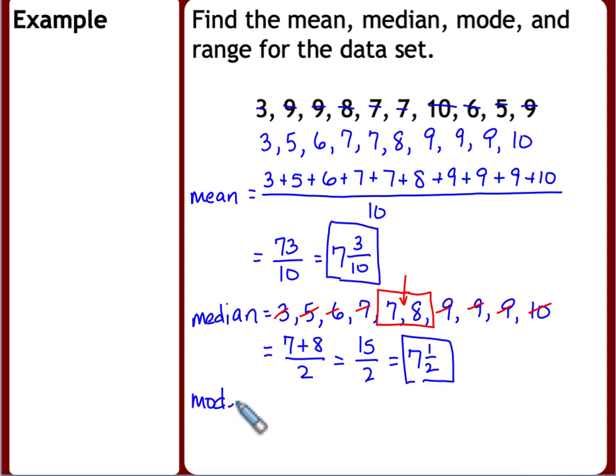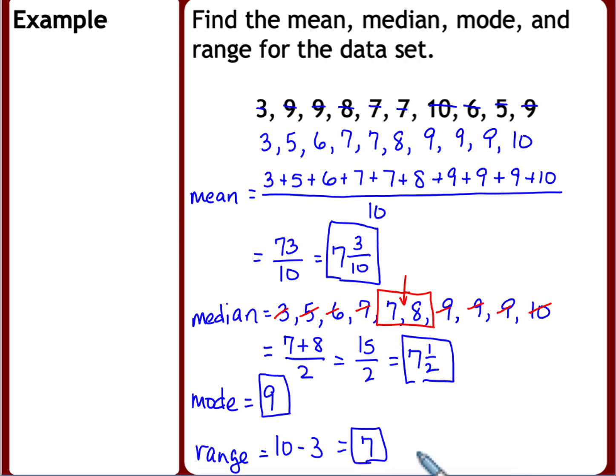All right, let's take a look at the mode. So what happens the most here? We have 7 twice, 9 3 times. So 9 is the winner. And the range, the spread of the data: the high is 10, the low is 7. So our spread of data is 7 units.